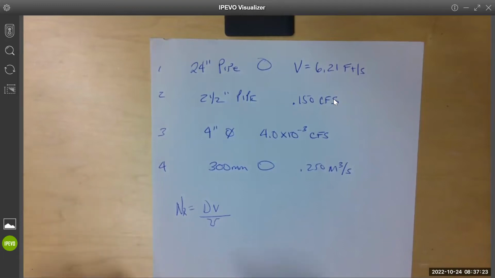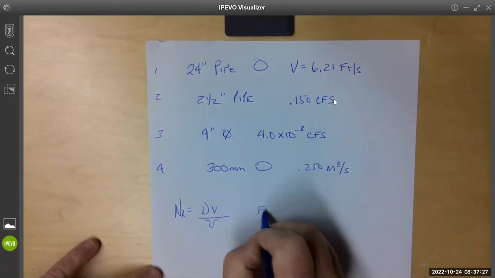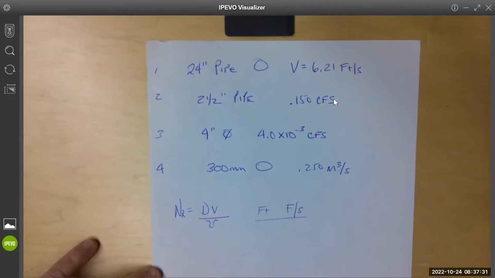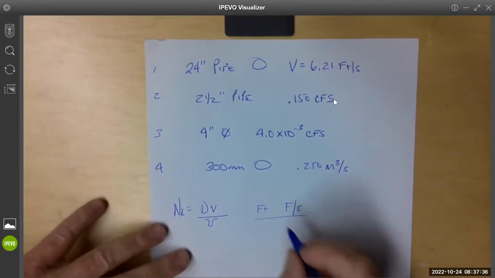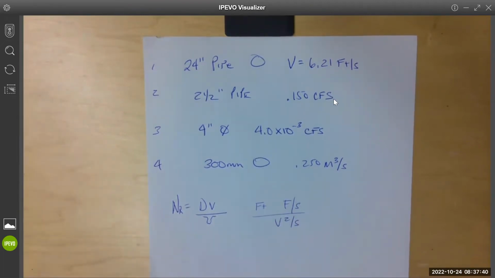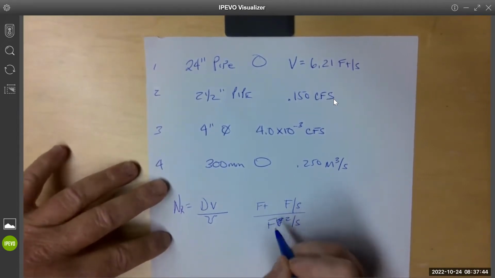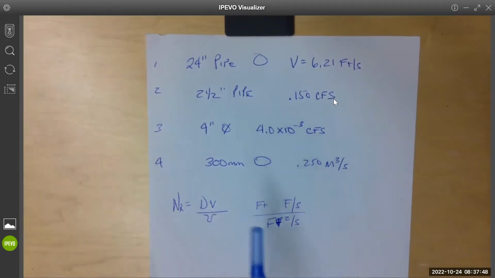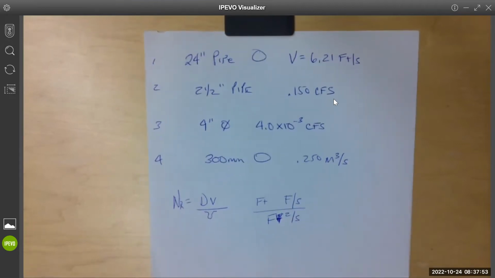And remember that in the US system, you're probably going to have a diameter in feet, a flow in feet per second. And then what's the unit of viscosity? Feet squared per second. Yeah. So that's feet times feet. Those cross and then seconds cross should be unitless.